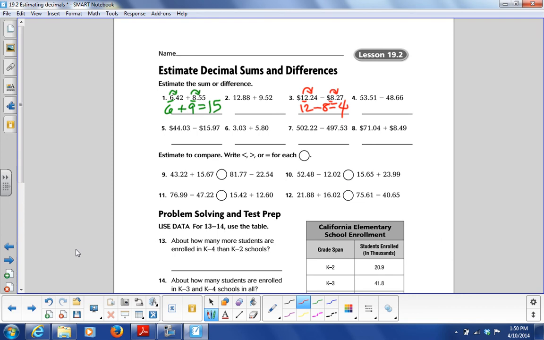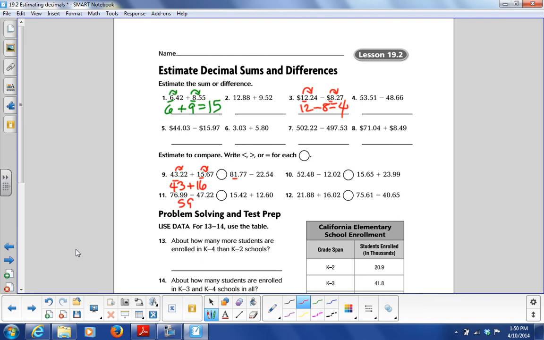Okay. Down here at 9 through 12, you're going to do the same thing. Underline the whole number, go next door. 2 is less than 5, so this is going to stay at 43. Underline the 5, go next door to the 6. That's higher than 5, so I'm going to add a 1 to the 15, so that'll be 16. 43 plus 16 is, 6 plus 3 is 9, so 59.